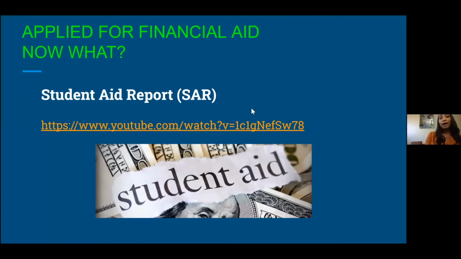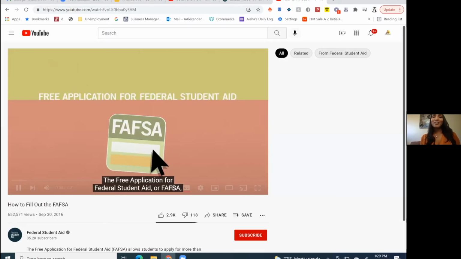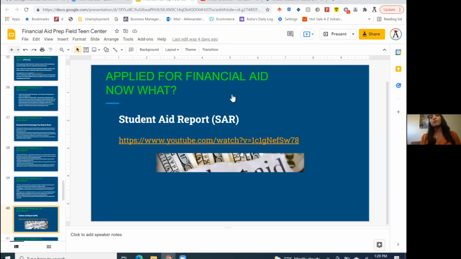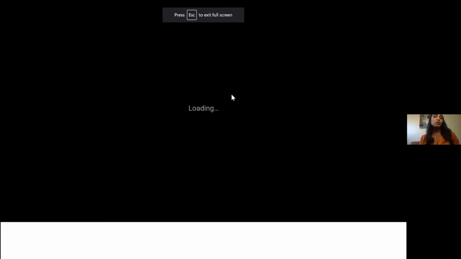Once you get that filled out, your college is going to give you a report back. The Free Application for Federal Student Aid, or FAFSA, is the application for grants. So your school is going to give you a report back that says, hey, this is the type of aid that you will receive to go to our college or university.